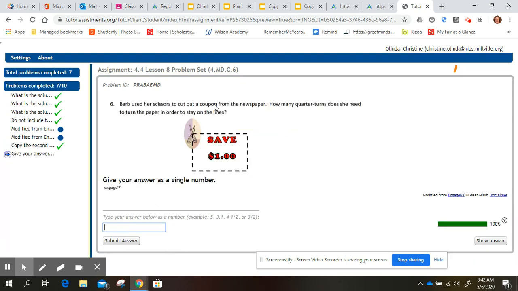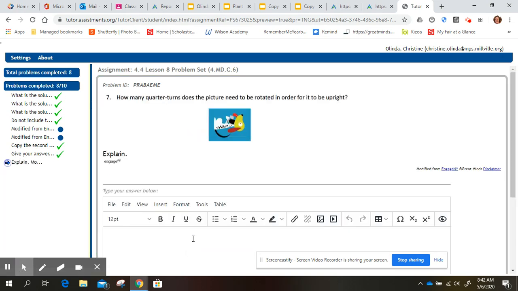Barb used her scissors to cut out a coupon from the newspaper. How many quarter turns does she need to turn the paper in order to stay on the lines? All right, so she starts here and she's going to turn. That's 1 turn, 2 turns, 3 turns, 4 turns. So she's going to have to turn it 4 times. And that's correct.